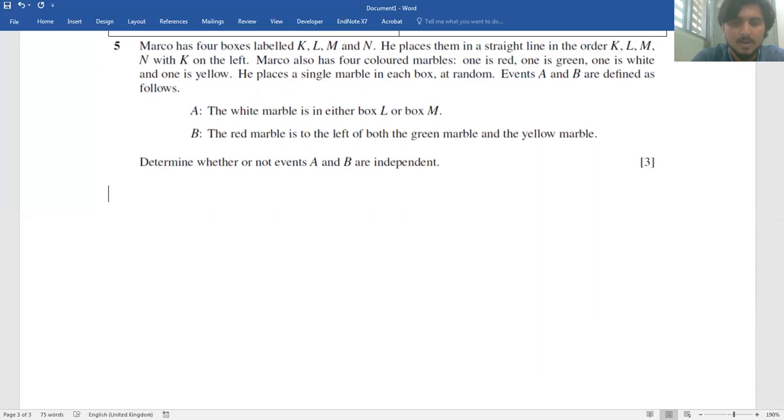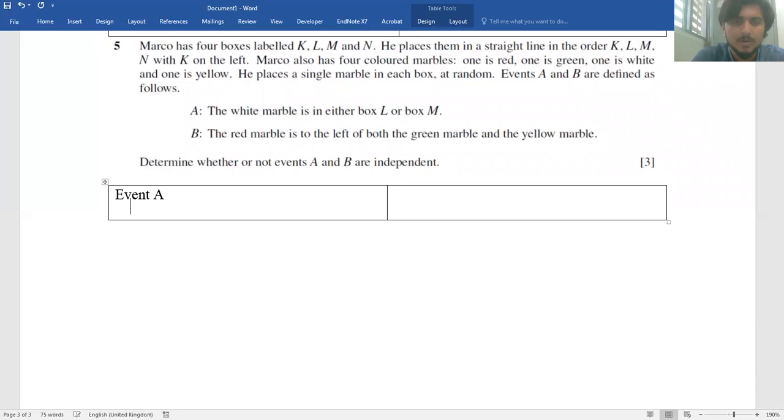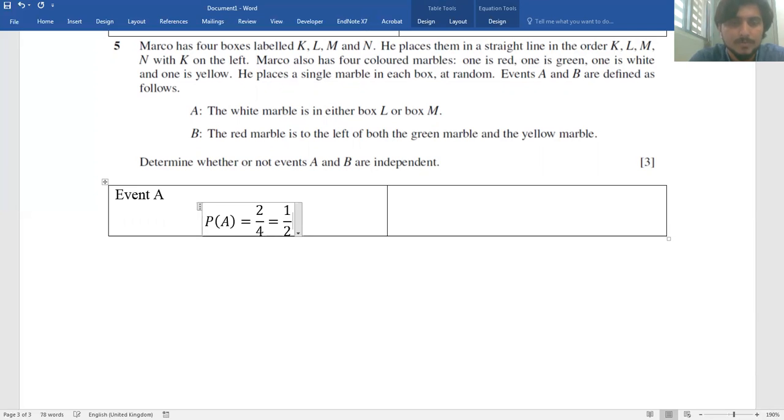Now you need to understand the order with which these things are occurring. Let's find the probabilities of both the events first. What is the probability of A? How does event A occur? The white marble is in either box L or box M. The white one will be in K, L, M, or N. Out of that, we have two favorable, and the probability of A will be 2 out of 4. So this will be 1 over 2.